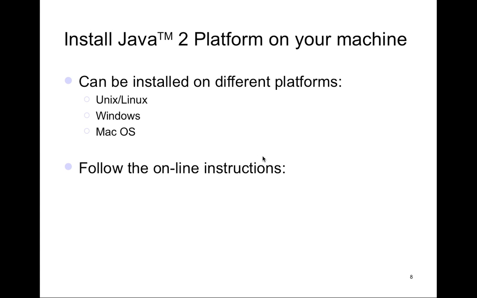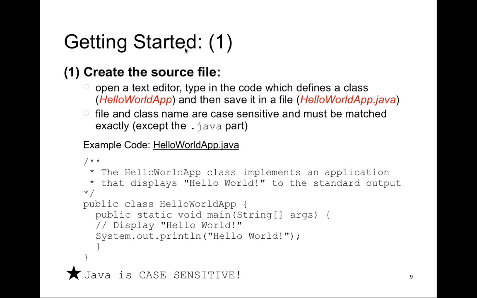So install Java 2. It's the second generation. On your machine, you can install it on different platforms, as mentioned before. Follow the online instructions. Once you have it installed, you can run through this little example, and this is lecture number 1 for those people who came in late.